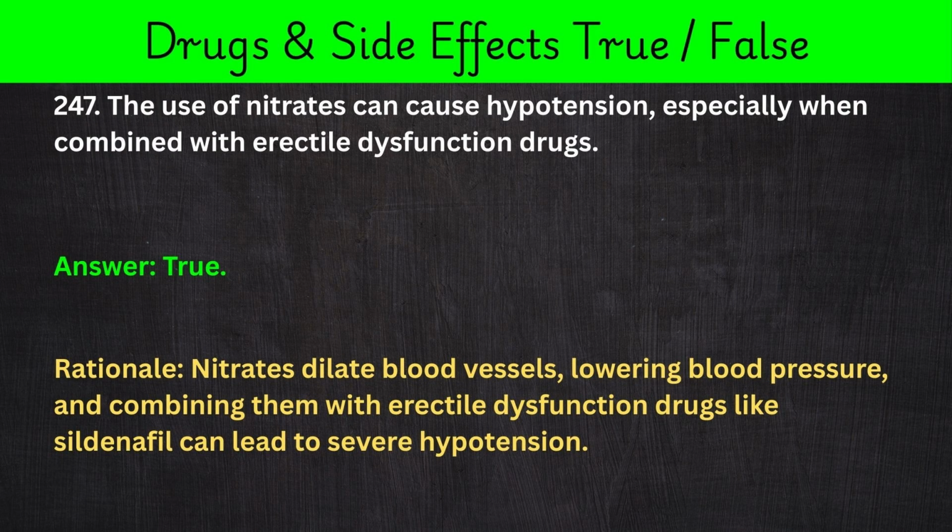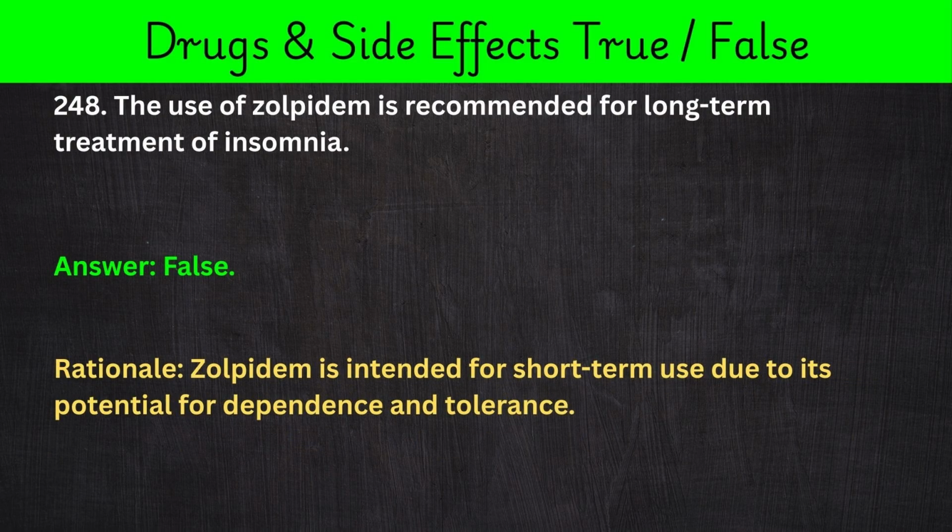247. The use of nitrates can cause hypotension, especially when combined with erectile dysfunction drugs. Answer: true. Rationale: nitrates dilate blood vessels, lowering blood pressure, and combining them with erectile dysfunction drugs like sildenafil can lead to severe hypotension. 248. The use of zolpidem is recommended for long-term treatment of insomnia. Answer: false. Rationale: zolpidem is intended for short-term use due to its potential for dependence and tolerance.